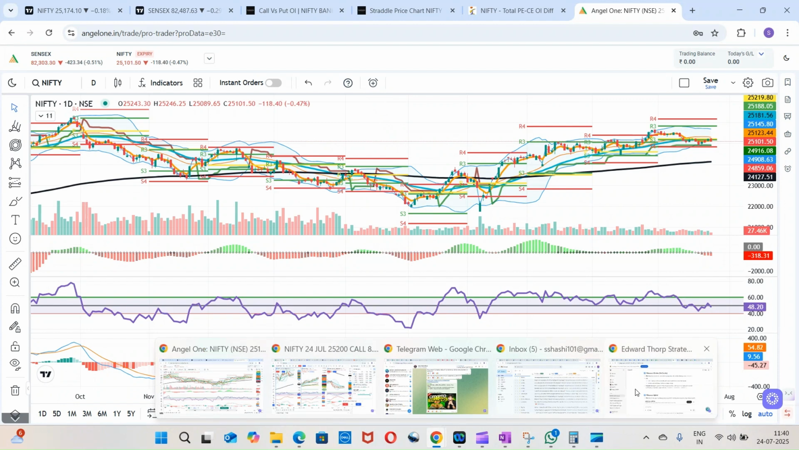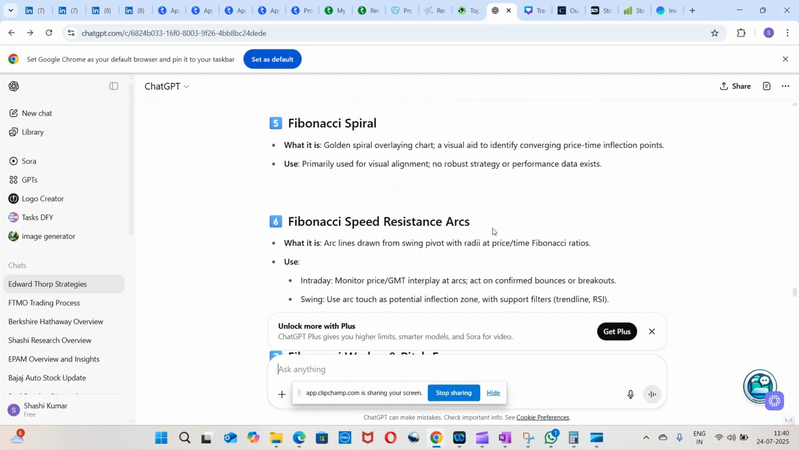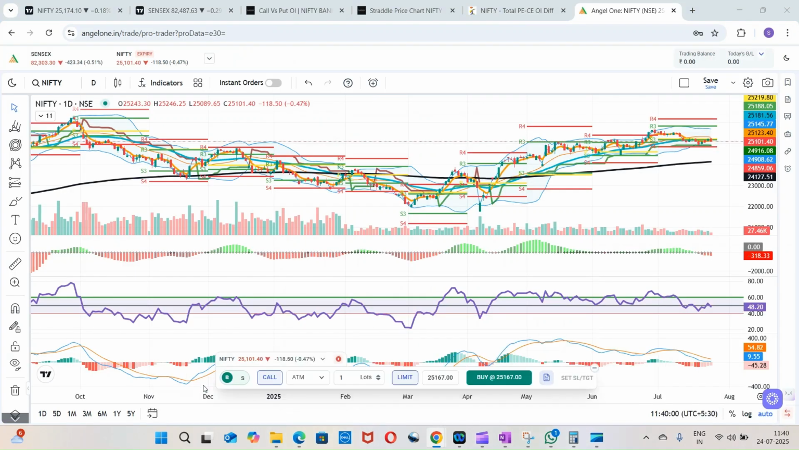So let's go to the next one. Fibonacci spiral. This spiral is a golden spiral overlaying the chart. It acts as a visual aid to identify converging price and time inflection points. Where price and time both coincide, that is called an inflection point. It will help you to identify that. It's used for visual alignment. No strategy exists on Fibonacci spiral, but we'll see how it works. There are no strategies on this.